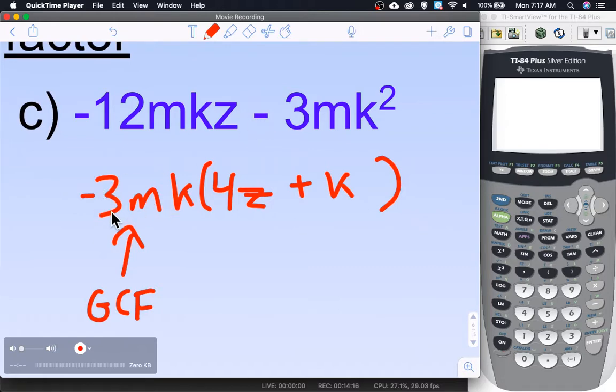If I would multiply out this -3mk with k right now, it would give us this exact back. But if I left this as a minus sign, like this, then -3mk times -k would give us a positive 3mk squared, and we don't want that. We want it to be a negative, so we want it as a plus. That is our greatest common factor.